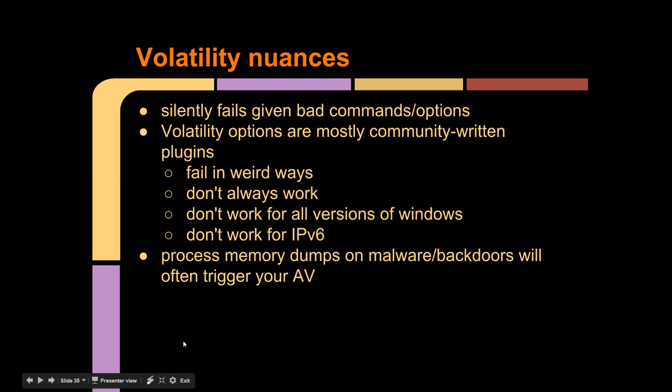There are some nuances that are worth covering. Volatility will silently fail if you give it bad options, and this is a common problem through most of its community plugins. And you have to keep in mind that most of the options are community written plugins, so they fail in weird ways. They're not always going to work. They don't work for all versions of Windows, and in the general case, they just fail for IPv6 networks. And so that means scanning for connections that are IPv6 and sockets are going to be problematic with the existing tools.